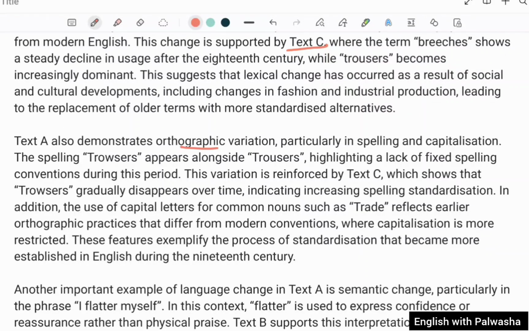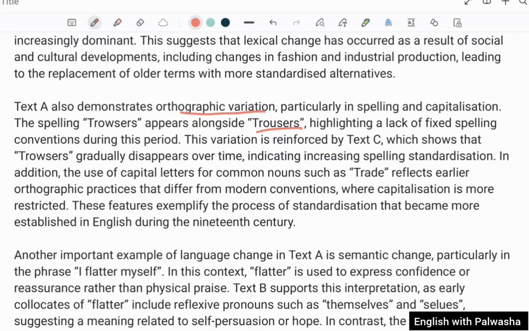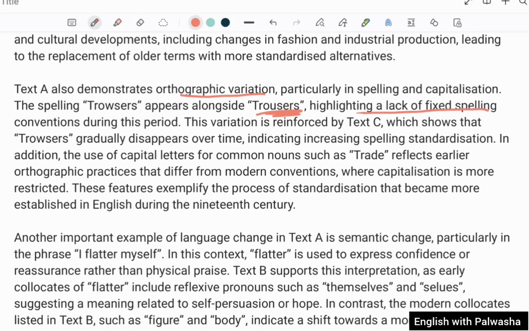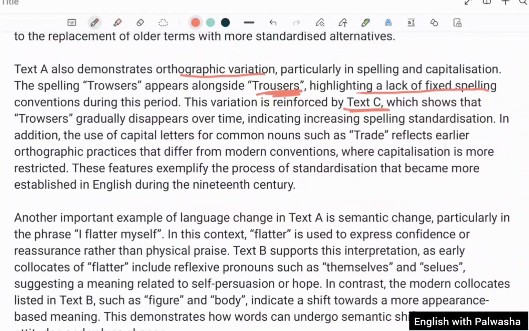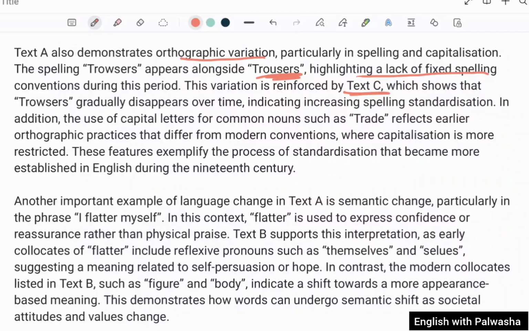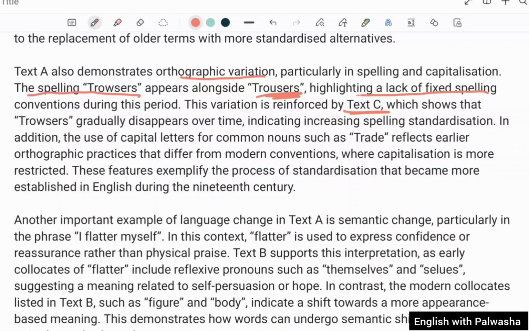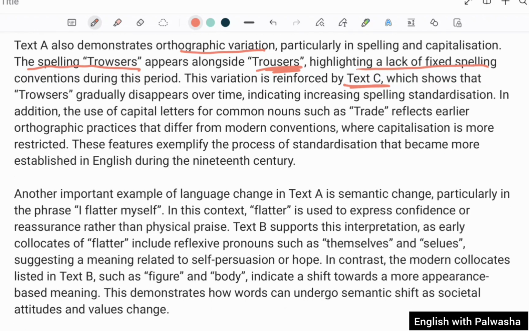Text A also demonstrates orthographic variation. And then there are words which are highlighting a lack of fixed spelling. Then there is text C which we are adding into it, right? So we keep on adding text A, B and C. The spelling trousers, this is text B. We are not writing text B continuously, but sometimes we are just talking about the spelling. It means we are talking about the collocations.